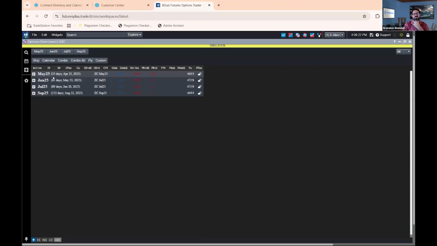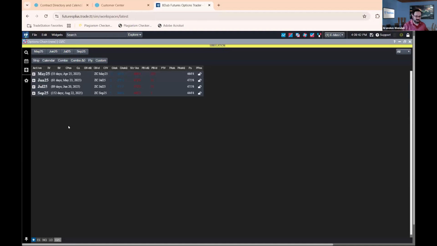So if I'm trading corn futures and corn options on futures, perhaps right now I want to trade the May contracts. They are going to be on the May future expiration for corn. However, the June contracts and July contracts, they have either 61 days. Again, let's see if I can zoom in.